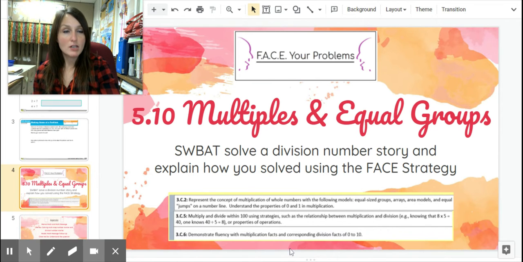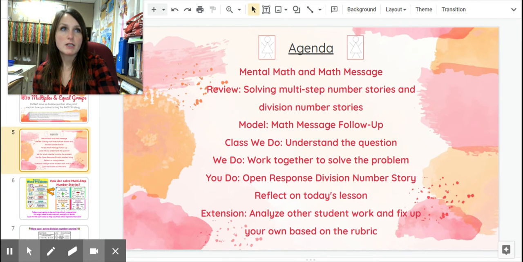This is part of our computation. Again, we are wanting to become fluent, and we want to be able to explain our thinking and show the connection between multiplication and division. So today we're going to be reviewing multi-step number stories. I'm going to model how to solve the math message.